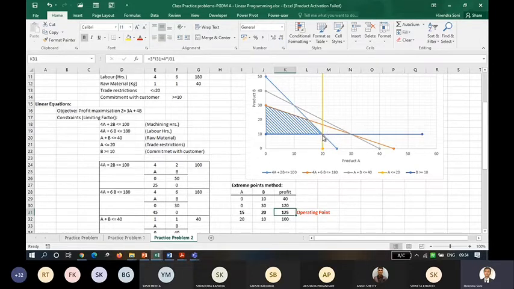Still one more point is left, that is 20 comma 10. So 3 into 20 plus 4 into 10 gives me 100. So out of all the 4 possible points, at this point I am getting the maximum value for my profit. So that becomes my operating point. That means I will produce 15 units of A and 20 units of B to get the maximum profit.